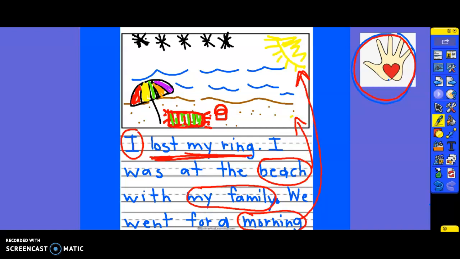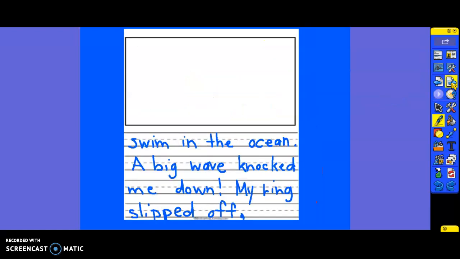And how, my last detail. Did I tell you how I lost my ring? Yes, here's my how. A big wave knocked me down. My ring slipped off. But can you think of something that I didn't talk about that goes with the detail how?